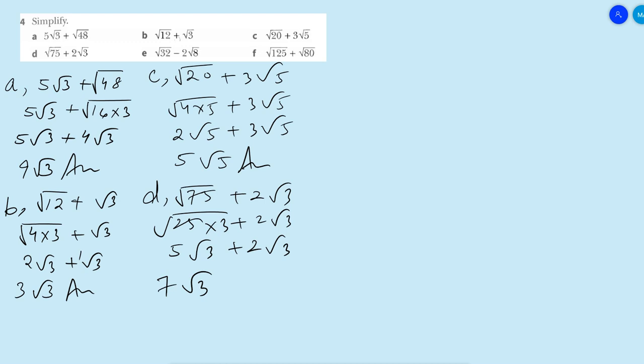Okay. Come to part E. Part E, I will do over here. Part E is root 32 minus 2 root 8. 32 can be written 16 into 2, minus 2, and 8 can be written 4 into 2.